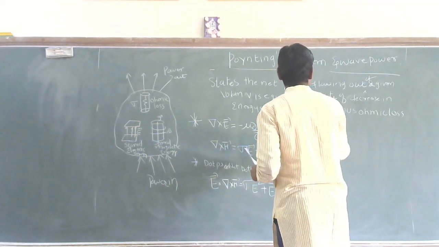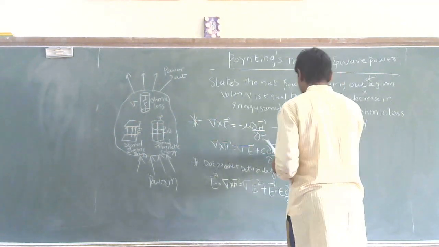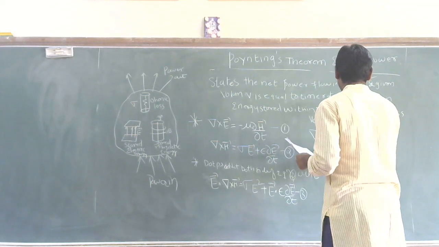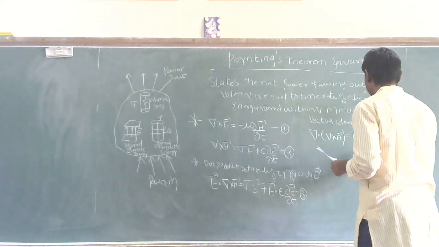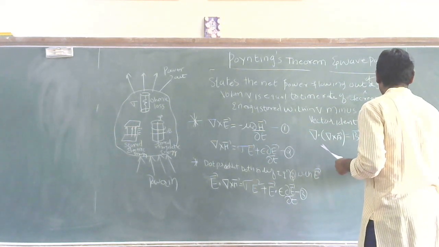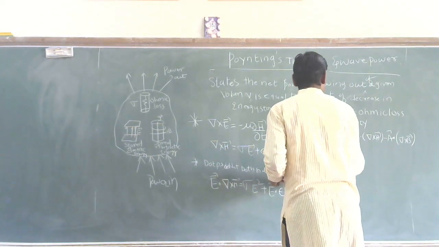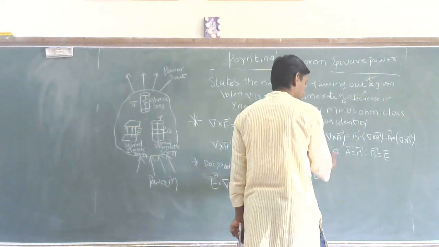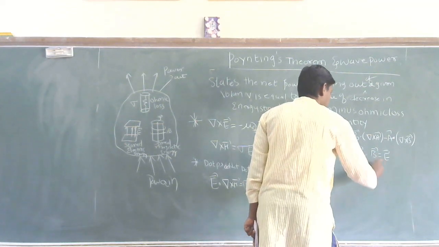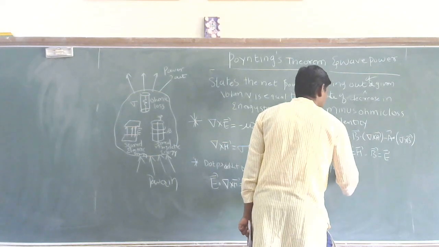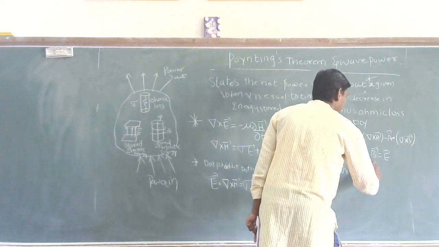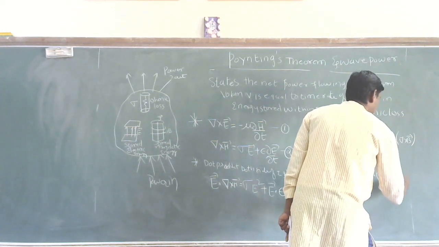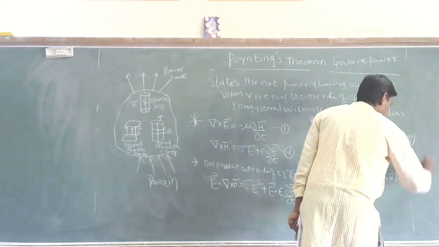Next, we have a vector identity, that is del dot (A cross B) is equal to B dot del cross A minus A dot del cross B. So in our case, let us consider that A is equal to H and B is equal to E. By making this substitution, that is considering A as H and B as the E field, you can write this as del dot (H cross E) is equal to E dot del cross H minus H dot del cross E.